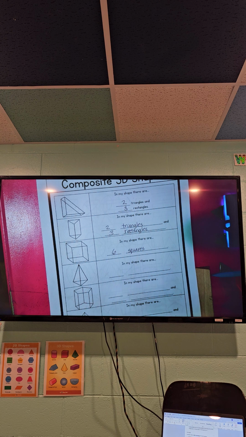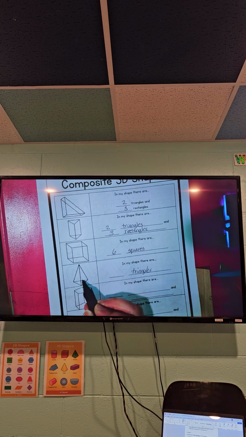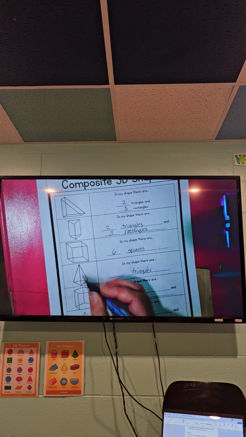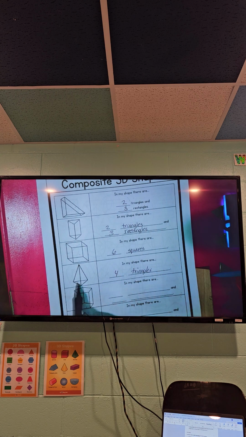All right, next one. It says in my shape there are, well, what's this whole shape made of? I can see a triangle there. I can see a triangle there and there. So we have triangles. And look at the bottom. It's a triangle and it's 3-sided. So there has to be 3 more triangles. So 3 plus 1 is 4. So don't forget about the bottom and then the sides.